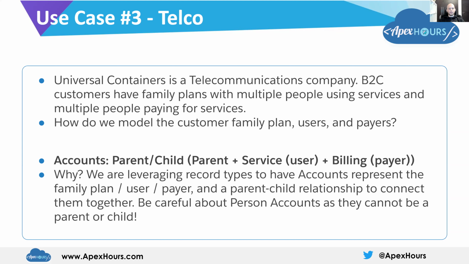So the way we would model this is use the lookup relationship from an account to a parent account to represent these different things. And we would use different record types to represent these different things. So the overall B2C household would be a parent account. That would be a consumer account record type. Underneath that, as children, we would have service accounts to represent the users of the services, and then billing accounts to represent the payers of the services. And then the service account and billing account would have the consumer account or the household account as a parent. So we use this account hierarchy to group all of these things together.